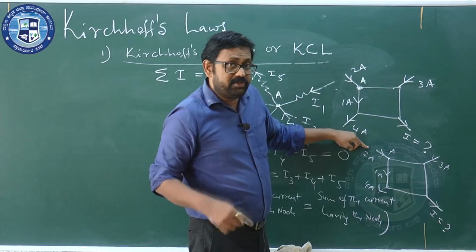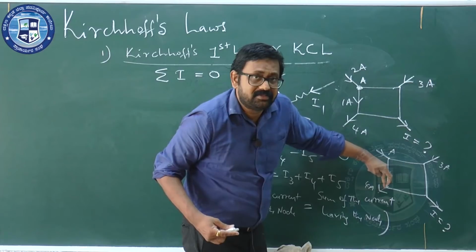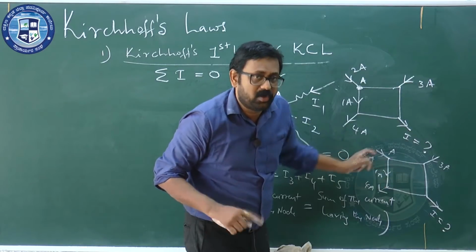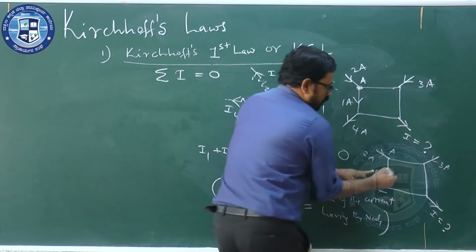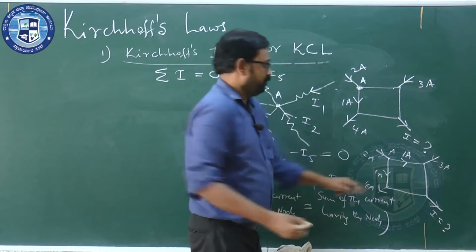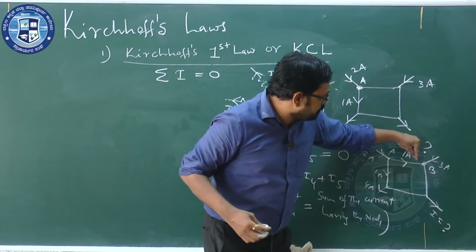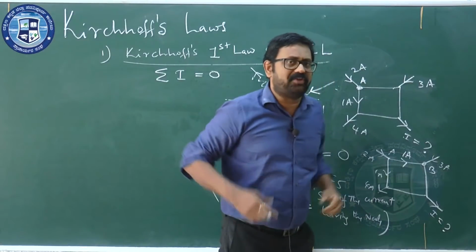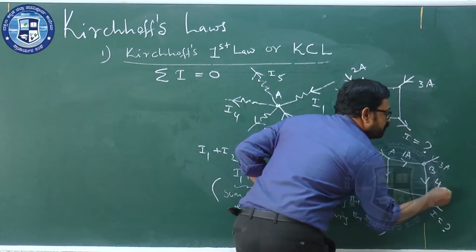I said when you use KCL, if 2 ampere is entering and 1 ampere is leaving, it means KCL is not valid. 2 ampere entering means 2 ampere should leave. Out of 2, 1 flows here, which means the remaining 1 ampere should be here. Can I say B is also a node? 3 ampere is entering, 1 ampere is also entering the node. What is the total current entering the node? 4 ampere. That means 4 ampere only should leave the node.